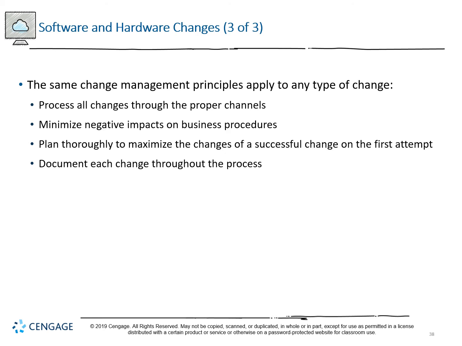The same change management principles will apply to any type of change. We always want to make sure that we follow the correct documentation and channels so that way we get a proposal, an approval, etc. We want to minimize negative impacts of business procedures, be that timing, doing what's called a staggered implementation or staggered rollout, and plan thoroughly to maximize our chances to get a successful change on the first attempt. If we have good planning, it is hoped, dearly hoped, that we are able to be successful in our changes rather than having to make an adjustment after the fact.